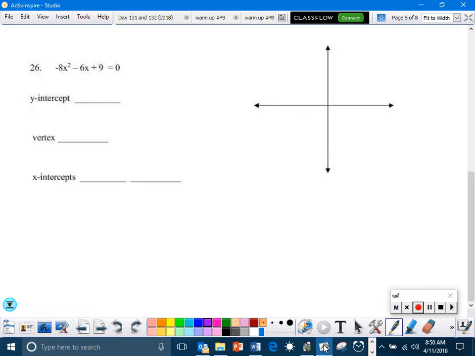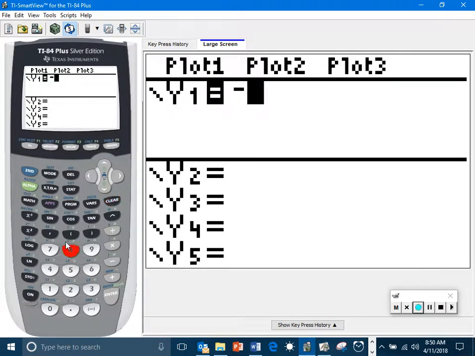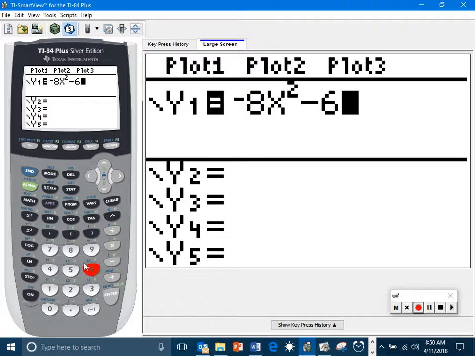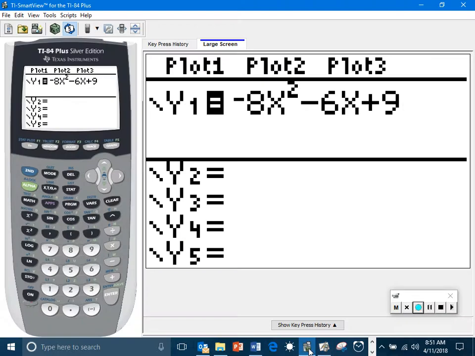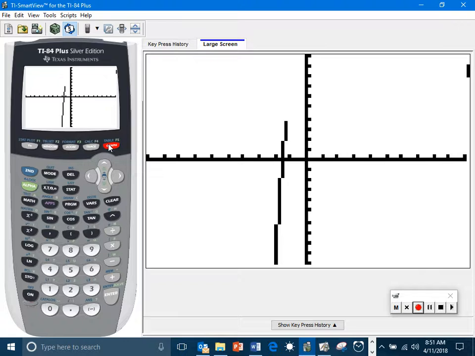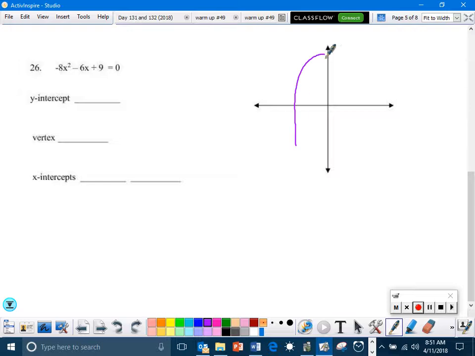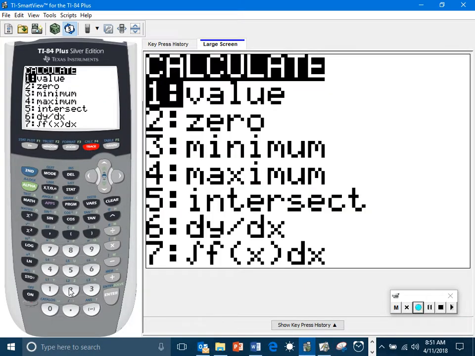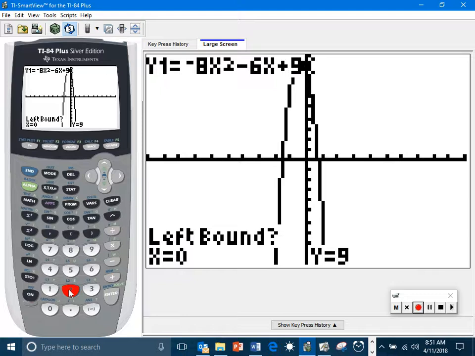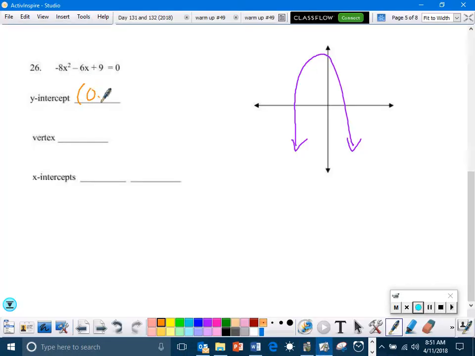All right, -8x squared minus 6x plus 9. Okay, graph it. Let's get the sketch. Okay, that one's upside down. Second trace, number 2. Again, it popped up on the y-intercept, 0, 9.